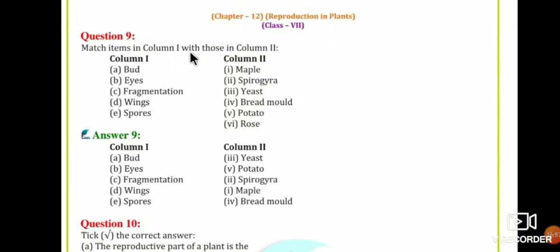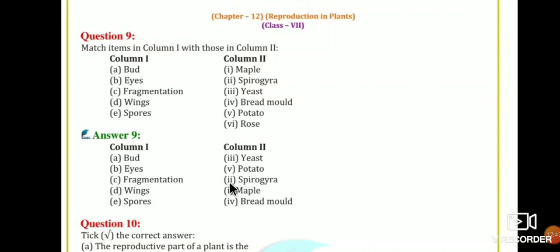Match items in column 1 with those in column 2. We should match these two. In column 1 they have given bud, eyes, fragmentation, wings, spores. We should match the corresponding ones. Bud means the growing of a new plant with the help of a bud. The example is yeast, algae, hydra, but here they have given only yeast. Eyes means through the roots, so potato will be developing.